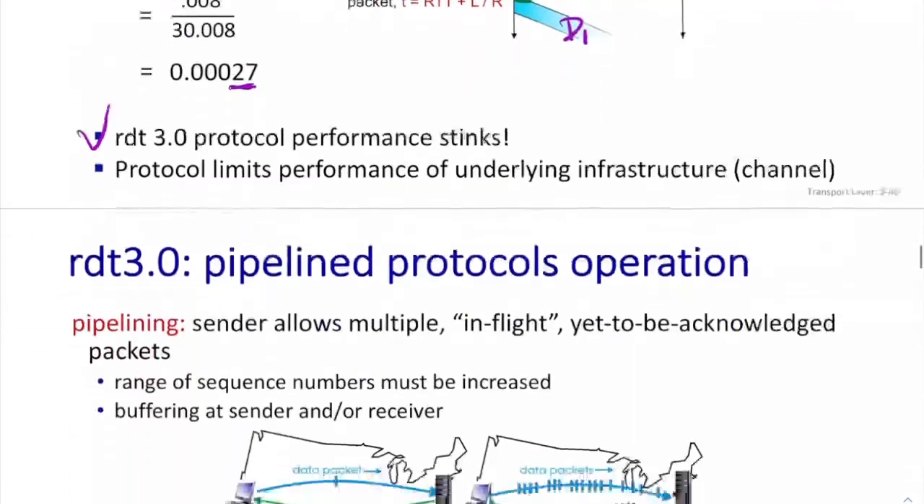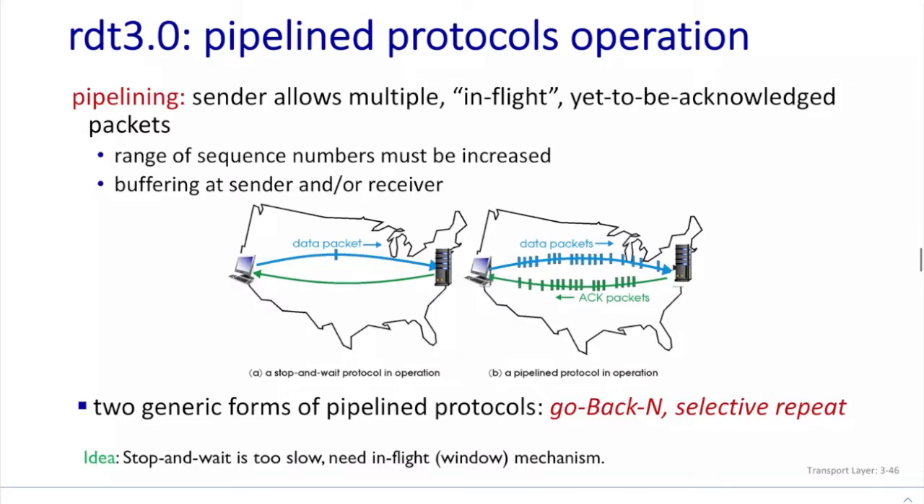After that, we have a new mechanism called pipelined protocols. You can see that on the left-hand side, if we have only one packet, we have to wait for the next ACK. But on the right-hand side, if we use pipelined protocols, we can send a bunch of packets in the pipeline, multiple packets. And the receiver can send multiple ACK packets back to the sender.